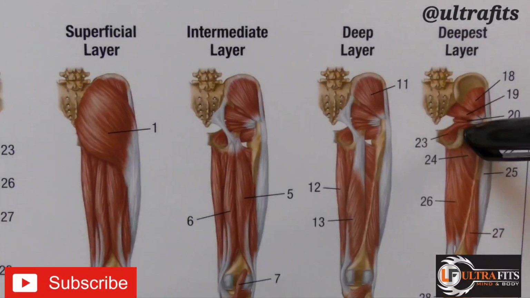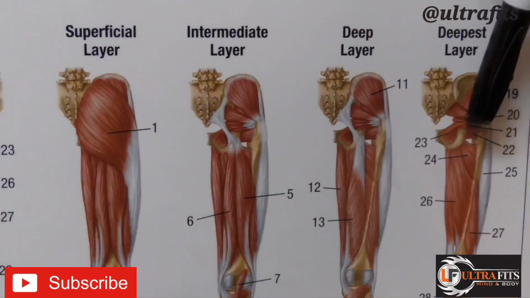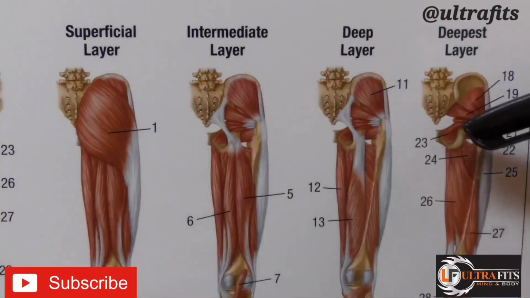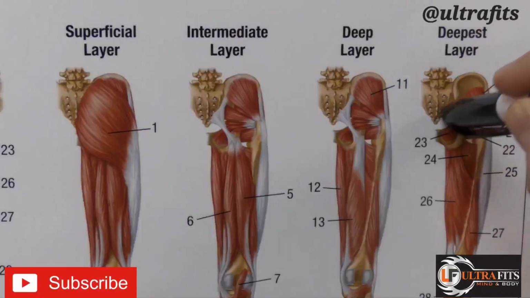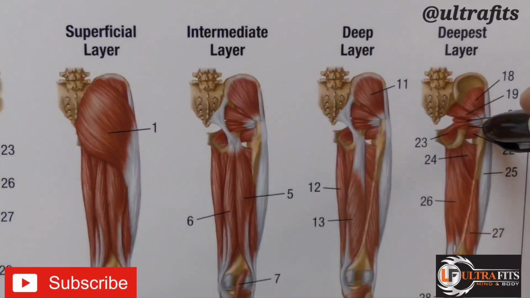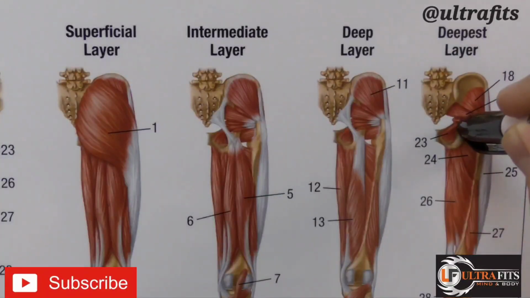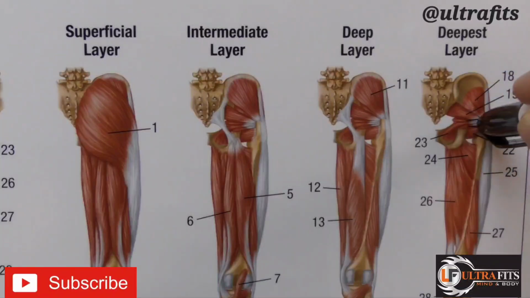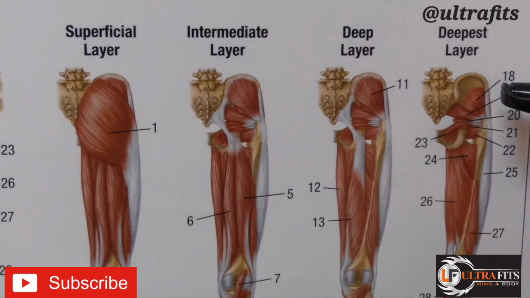And this is also the piriformis, whose origin is here and also goes to the upper part of the femur. This is the piriformis. The TFL is on this side.